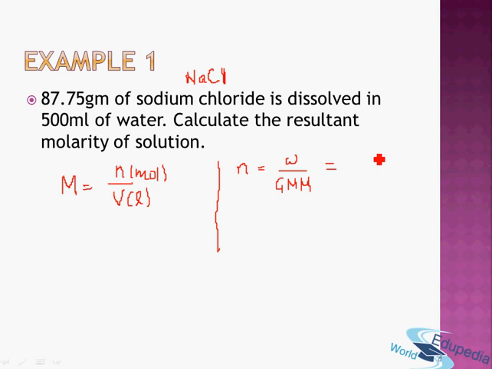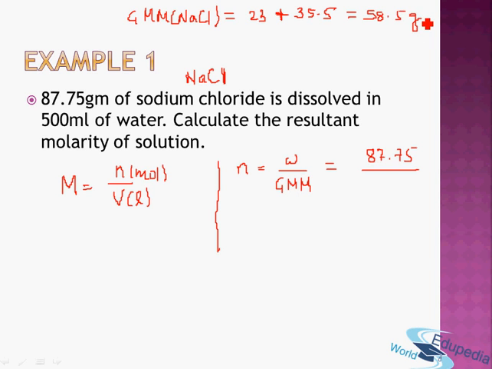So moles here will be mass of solute, that is NaCl, 87.75 gram, divided by gram molar mass. What is the gram molar mass of NaCl? It is a molecule with molecular formula NaCl, so it is going to be mass of Na plus mass of Cl. Sodium has atomic mass of 23. You don't have to remember that, it will be given in your question. Chlorine has atomic mass of 35.5. If we add the two, what I get is gram molar mass of NaCl, which is 58.5 gram.